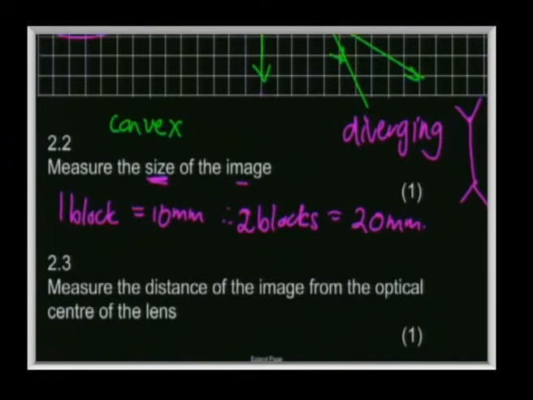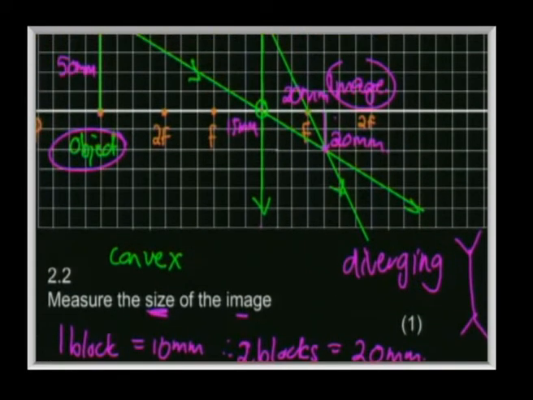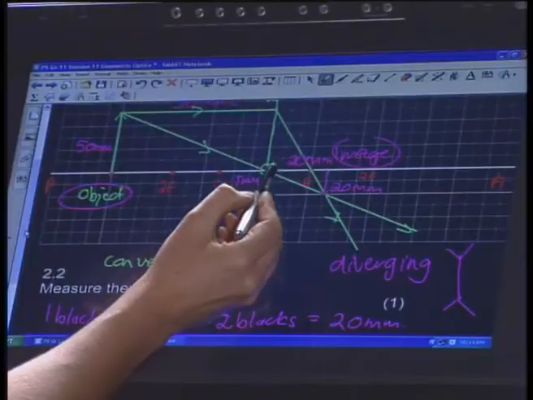2.3 asks us to go and measure the distance of the image from the optical center of the lens. Because we have used graph paper, it is a lot easier. If you did not use graph paper and you used line paper, make sure that the pencil that you make your sketch with has a very sharp point so that you can make accurate drawings and also go and make accurate measurements. Because of the graph paper, it's easy for us.